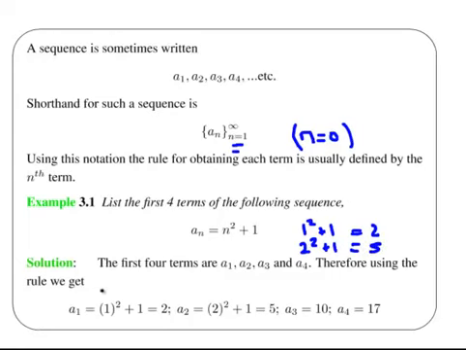So again, they're written out down here at the bottom. a1 is 1 squared plus 1, and that's equal to 2. a2 is 2 squared plus 1, that's equal to 5. a3 is 3 squared plus 1, 9 plus 1, that's equal to 10, and so on.